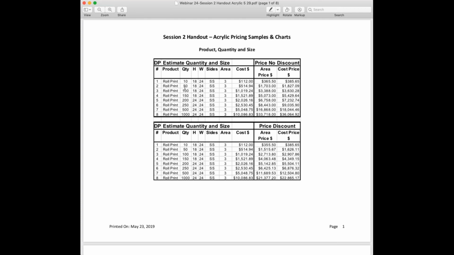It just shows that I'm doing a roll print in the quantity and the size and a single-sided and what the area is that's involved. So as you can tell, I basically created this worksheet from the estimates that we just explored.